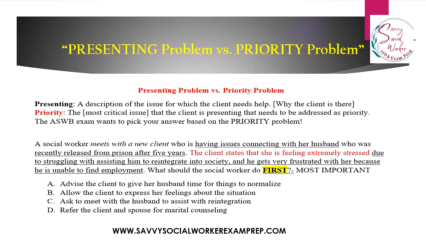So in this case, again, we're looking for the first and most important thing that we're going to do about this new client that we're just meeting with, who is expressing to you that she's feeling extremely stressed, okay? So would the most important thing be to advise the client to give her husband time for things to normalize? Well, I don't think that's going to address the priority problem, which is her feeling extremely stressed. That is probably going to address the fact that she's having issues with him, but it's definitely not going to address her stress, so we're going to eliminate that one.